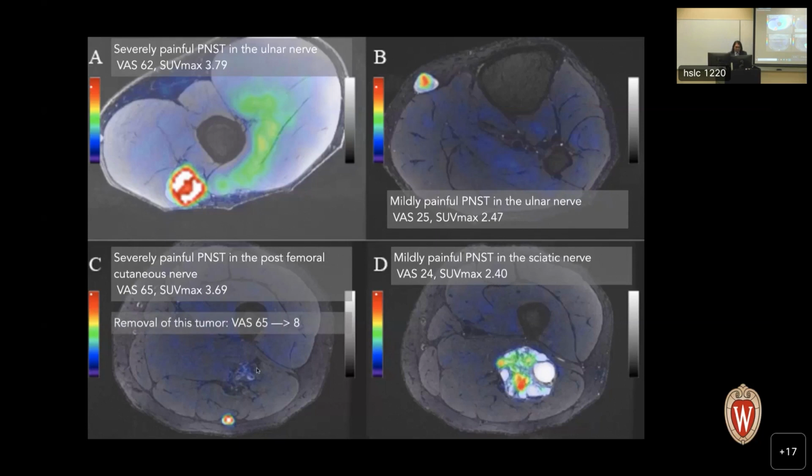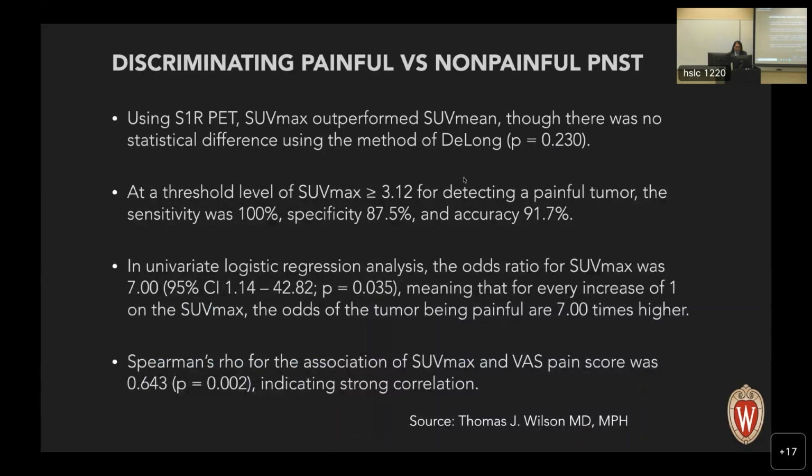So Dr. Wilson chose to remove this one, and the patient's pain in that leg dropped from a VAS of 65 down to 8. Quite a remarkable change just by simply removing one of these tumors. He found that the threshold between painful and non-painful is an SUV max of 3.12. If you use that as your threshold, you have a sensitivity of 100%, specificity of 87%, and accuracy of 92%. And we found a pretty strong correlation of 0.64.